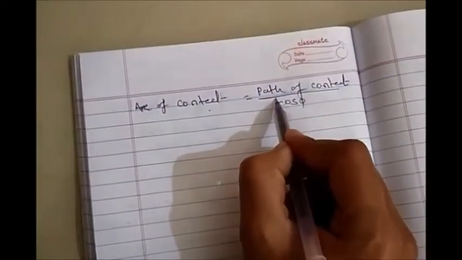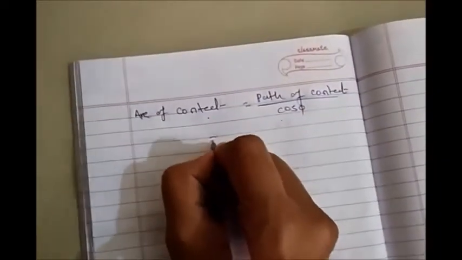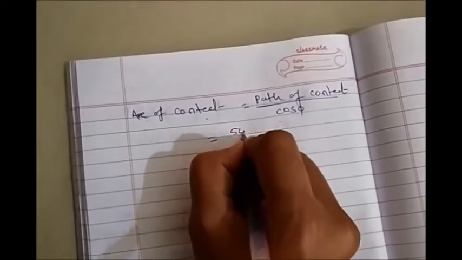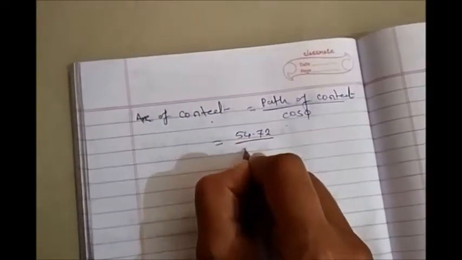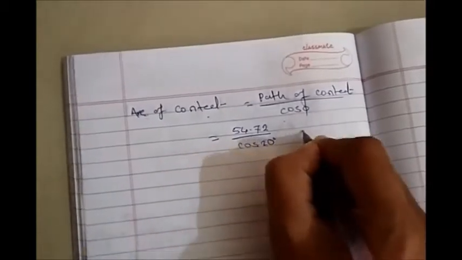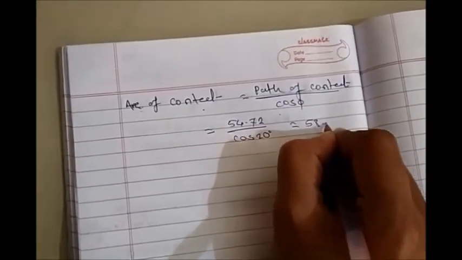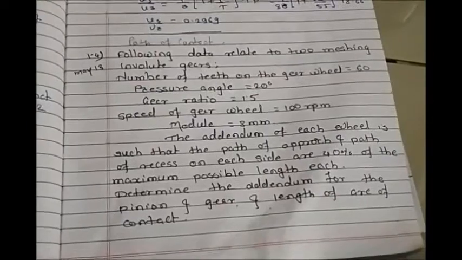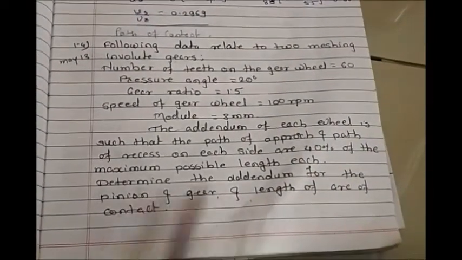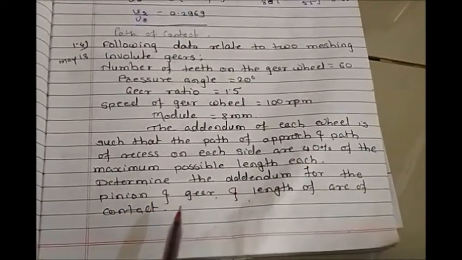So here we have the formula for arc of contact. It is equal to path of contact divided by cos φ. So path of contact is 54.72 divided by cos 20. So it is equal to 58.23 mm. So in this way we can calculate the addendum and length of arc of contact.